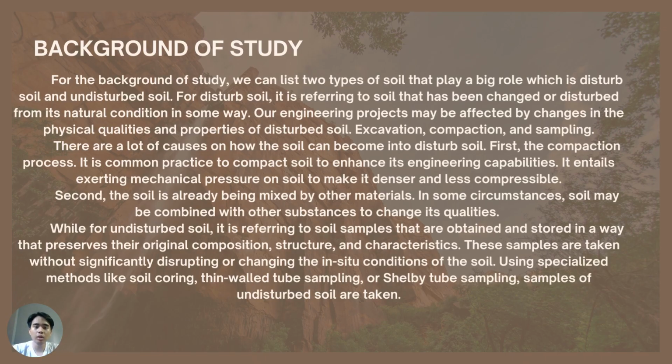Now, we talk about the background of study. For the background of study, we can list two types of soil, which are disturbed soil and undisturbed soil. Disturbed soil refers to soil that has been changed or disturbed from its natural condition in some way. Our engineering projects may be affected by changes in the physical qualities and properties of disturbed soil. There are a lot of causes on how the soil can become disturbed soil.